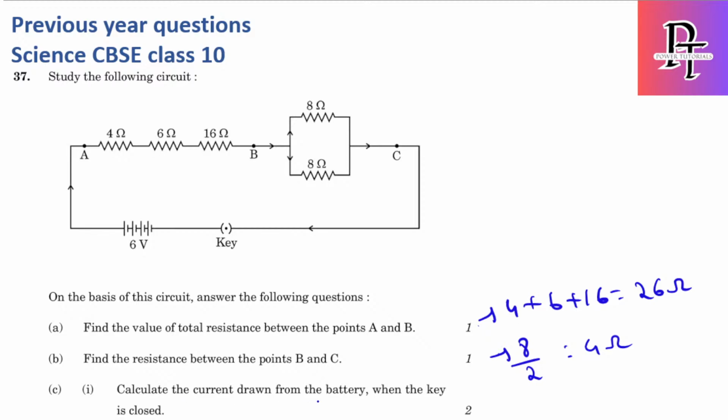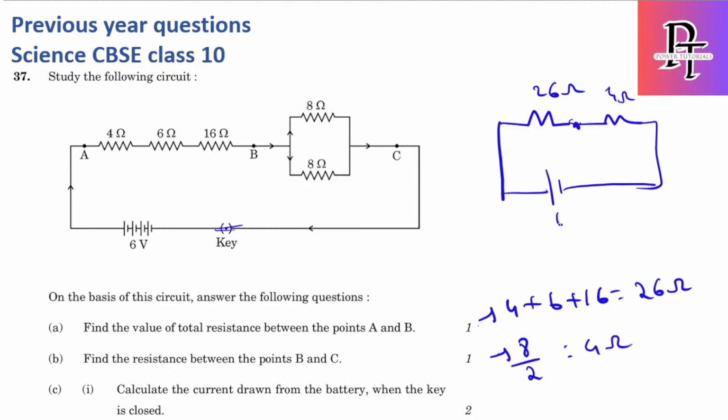Calculate the current generated from the battery when the key is closed. So when this key is closed, very simple. Signing the circuit, we need to write the total effective resistance. These 3 we already got, which is 26, and this we know is 4 ohms. These 2 are in series, and if 2 resistors are in series, you simply add them. So 6 volts is equal to 26 plus 4, which is 30 ohms, into I. So I is equal to 6 by 30, which is 0.2 ampere. So the current is 0.2 ampere.